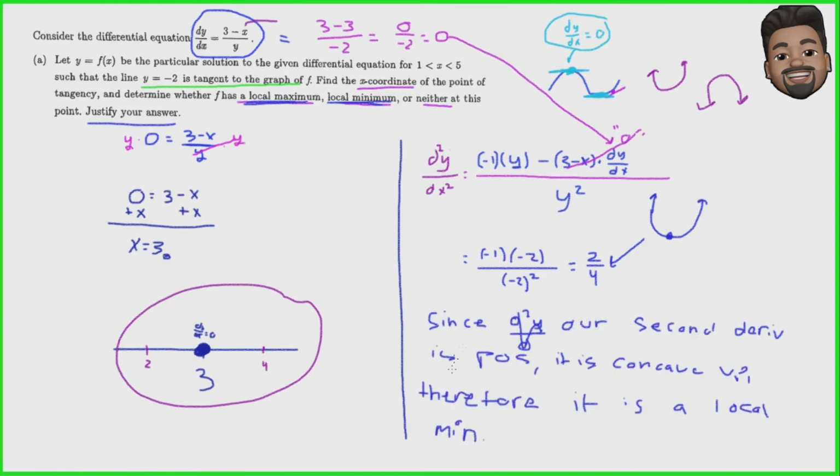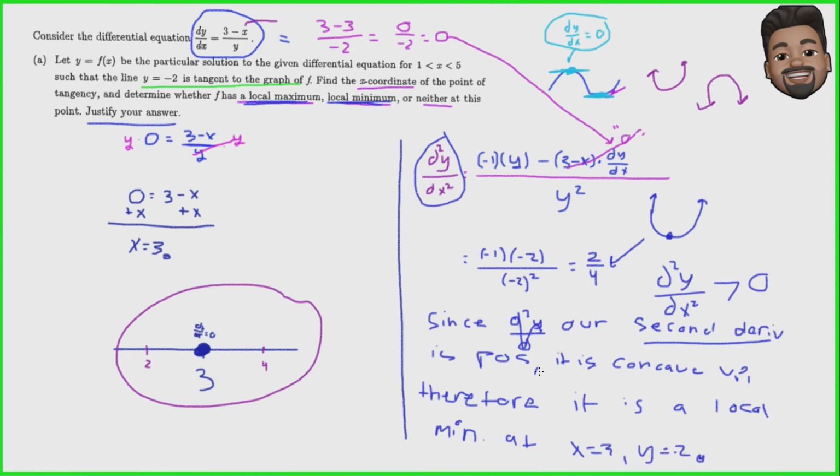Okay, so this is what I wrote for our justification. Since our second derivative is positive, it is concave up, therefore it is a local minimum. So you can write something to that extent. You don't even have to write "second derivative is positive." You could just write this notation over here in the corner, if you remember how to write it correctly, and just say it is greater than 0. It is concave up, therefore it is a local minimum at x equals 3, y equals -2, and then we will have concluded this question here.